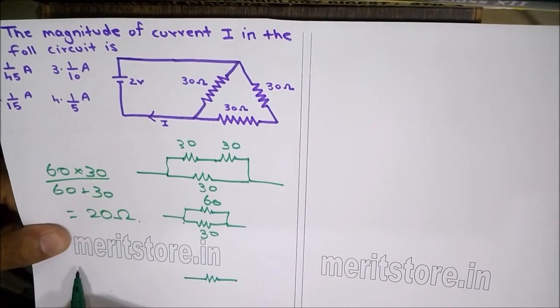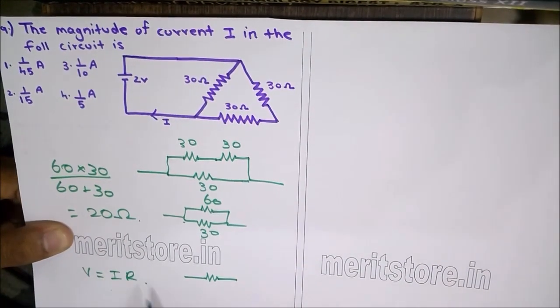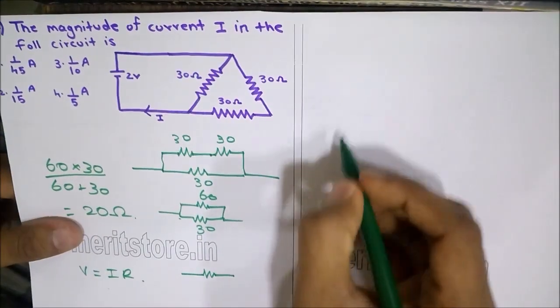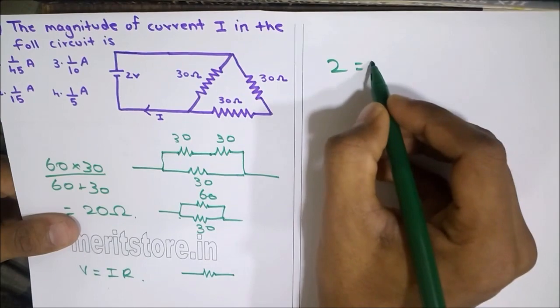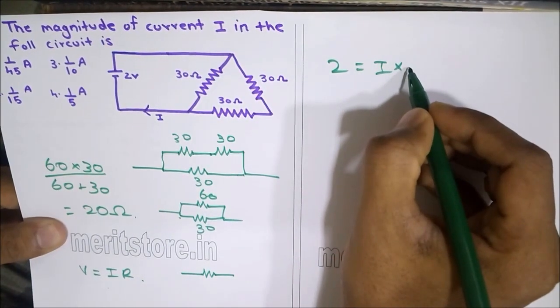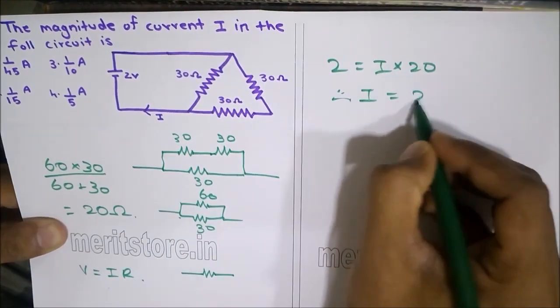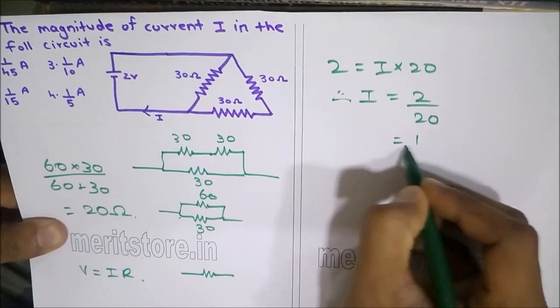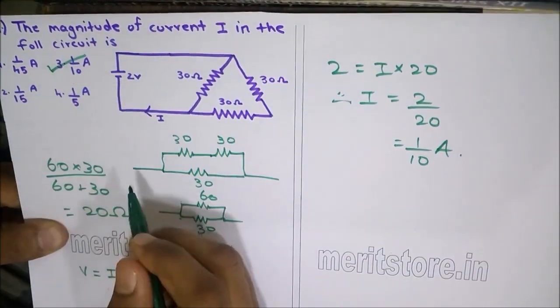In order to find out the current flowing through the circuit, we use the formula V equals I times R. V is given as 2 volts. The current is what we need to find out, and R is 20 ohms. Therefore, I is equal to 2 upon 20, which is 1 by 10 amperes. So option 3 is the correct answer.